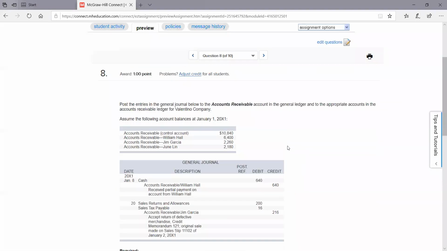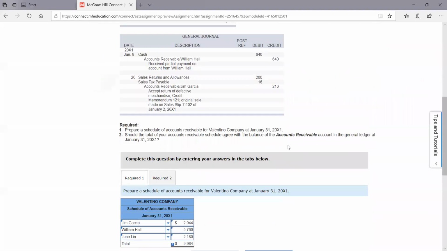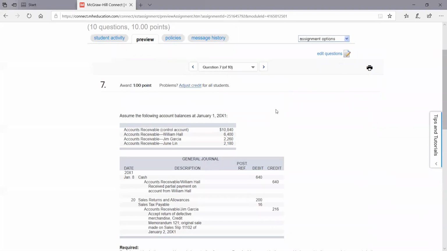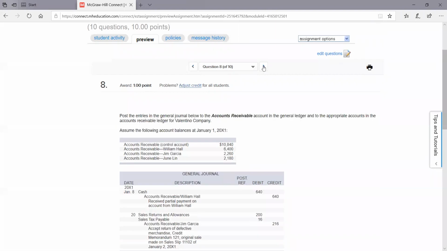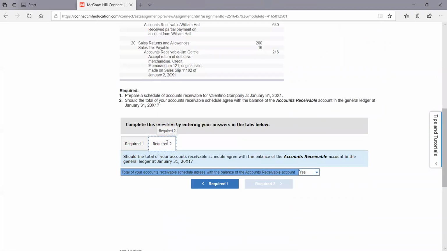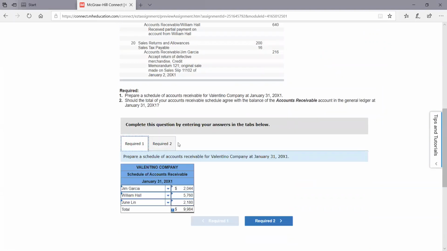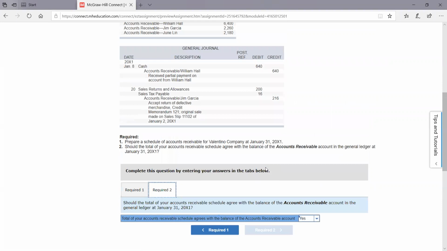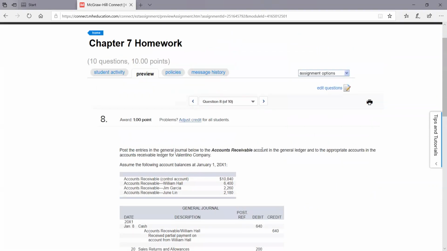Again, same type of problem on 8. Hold on, let me go back. Did I skip one? I apologize, let me check. Nope, it's the same one. All right, number 8. It looks like this is a duplicate, my apologies. So since I've already commented on this one, I think they just have one extra step. It's kind of an algorithmic type of problem they comment on that you want the AR ledger to tie back to the AR control account.